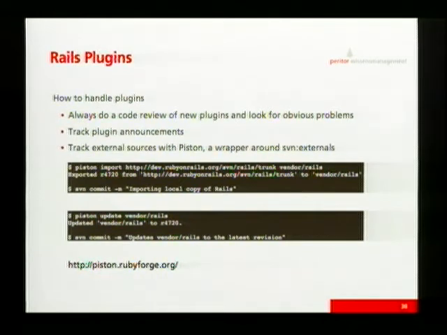Piston is basically a wrapper around SVN externals. You tell it, I want to mirror this remote repository, and it will note that you're mirroring this remote repository. It will then do an export of this repository, so you have the code locally, but because it knows where this code was coming from, you will still be able to do an update. So if you're using any kind of external sources, you should definitely check out Piston.